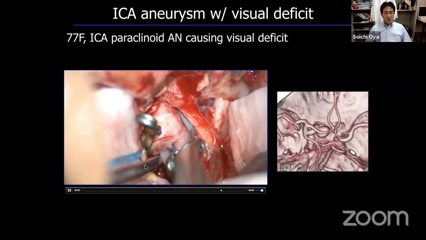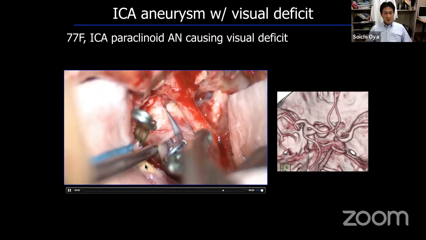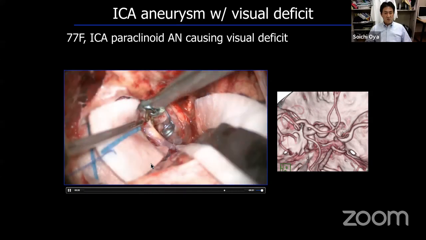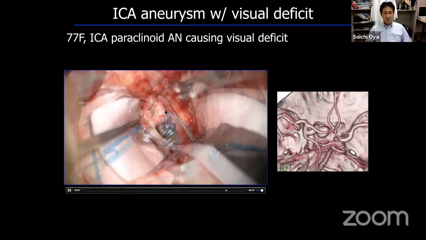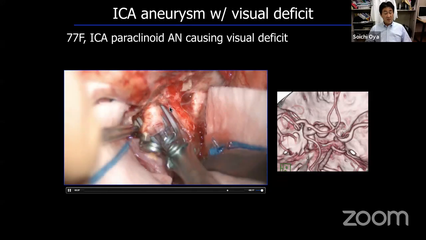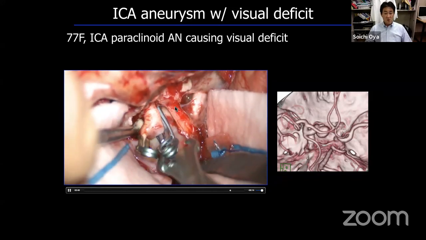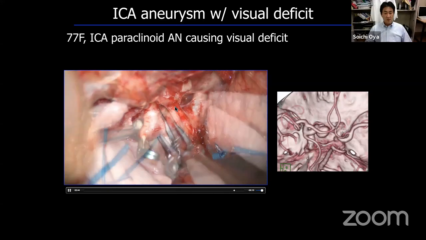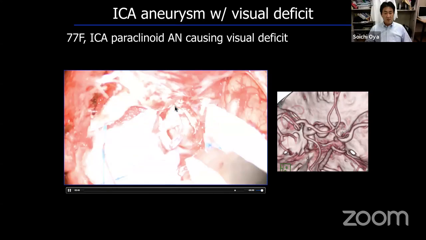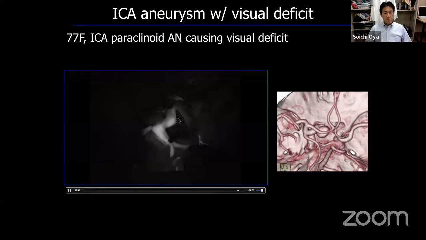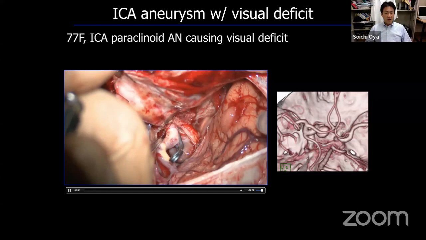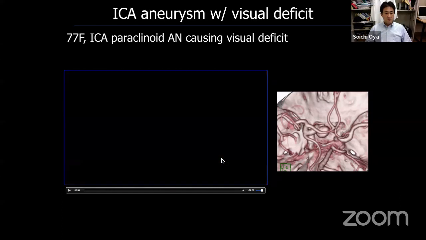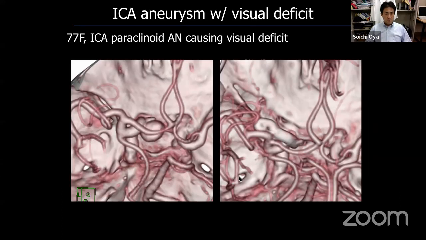And I apply the first clip, but this was too close to the neck of the aneurysm, close to the ICA, so I chose a second clip and removed the first clip. And there was no inflow confirmed into the aneurysm. And complete obliteration.